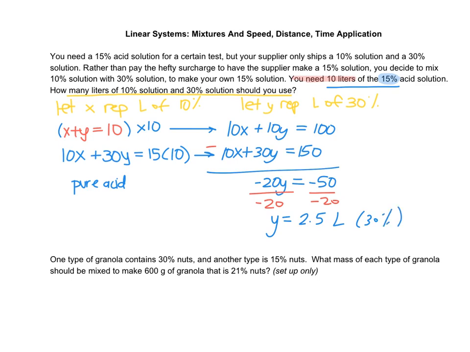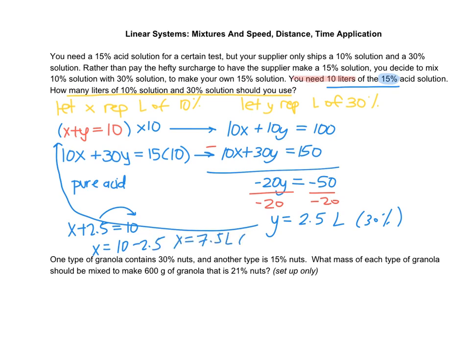And if I want to figure out the number of liters of 10%, I'm just going to sub it into my first equation. So I'm going to sub it in here, and I'm going to write x plus 2.5 equals 10. So I can bring that 2.5 over and subtract it from 10. And I get 7.5 liters of the 10%. And there we go. That's it. So now let's write our therefore statement. Therefore, you should mix 7.5 liters of 10% and 2.5 liters of 30% solution.